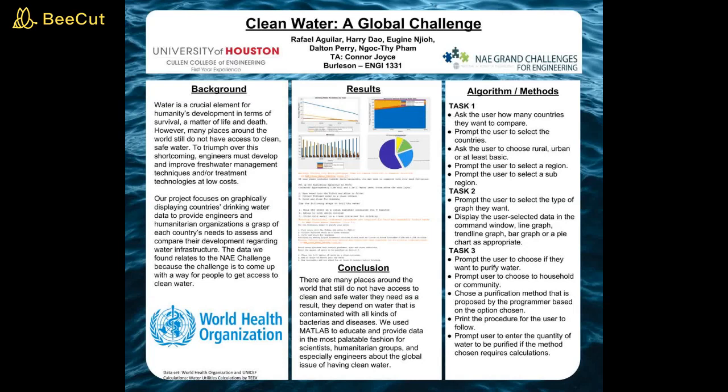And up pop these two colorful, beautiful, handcrafted by Harry Dao trend charts. I can see from these charts that Thailand's rural population has gone from about 7% of them drinking from unimproved water sources in 2000 to only about 1 or 2% of them drinking from unimproved water sources in 2015. Honduras in 2000 had about 22% of their population drinking from surface water, and in 2015 that had decreased all the way down to less than 5%.